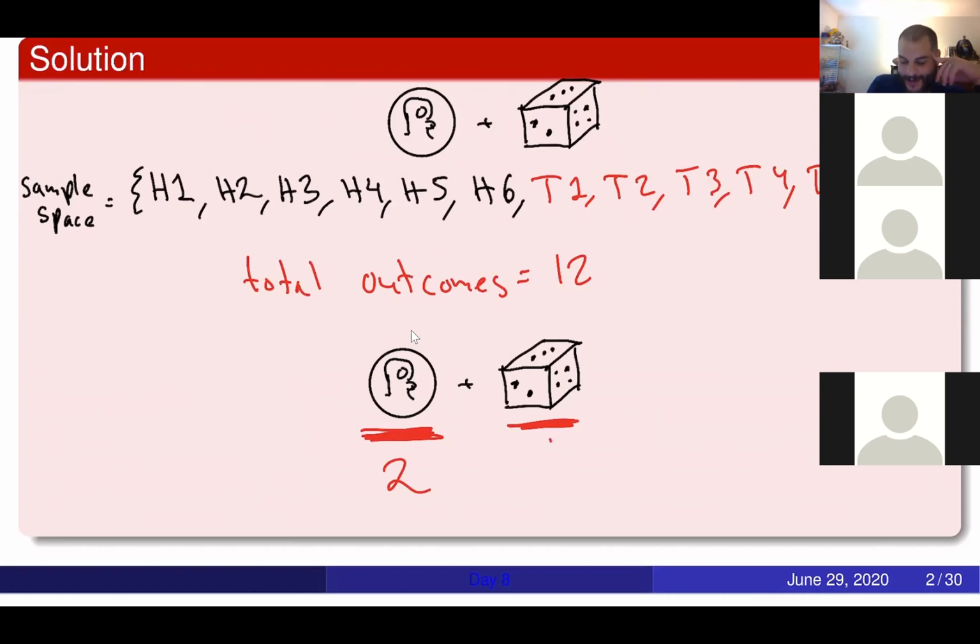6. Yeah, 6. So what the fundamental counting principle says is, if I know how many outcomes each individual event gives me, if I multiply them, they will give me the total outcome, or the total amount in our sample space, which is 12. So we can also do that in the next one.